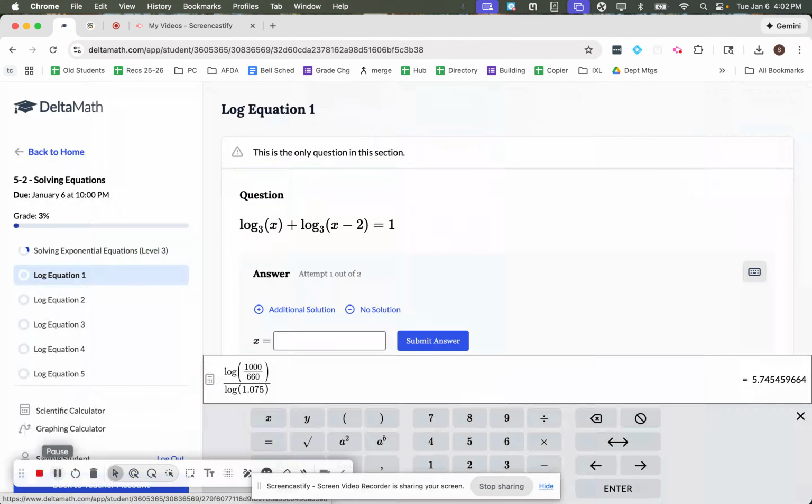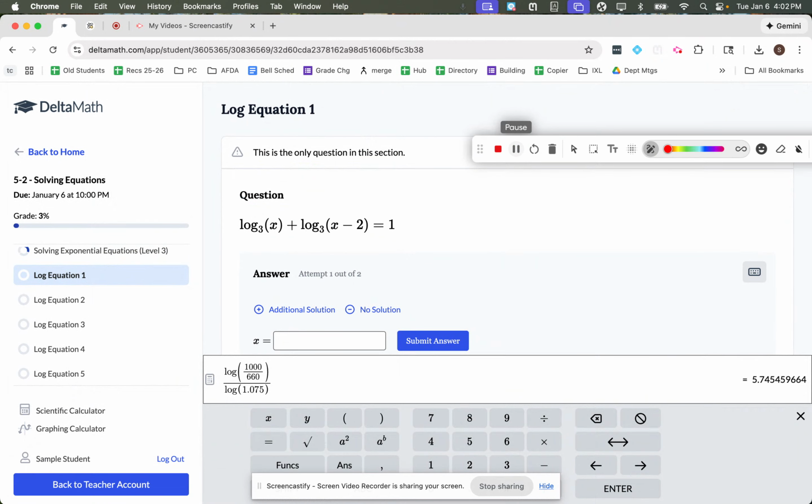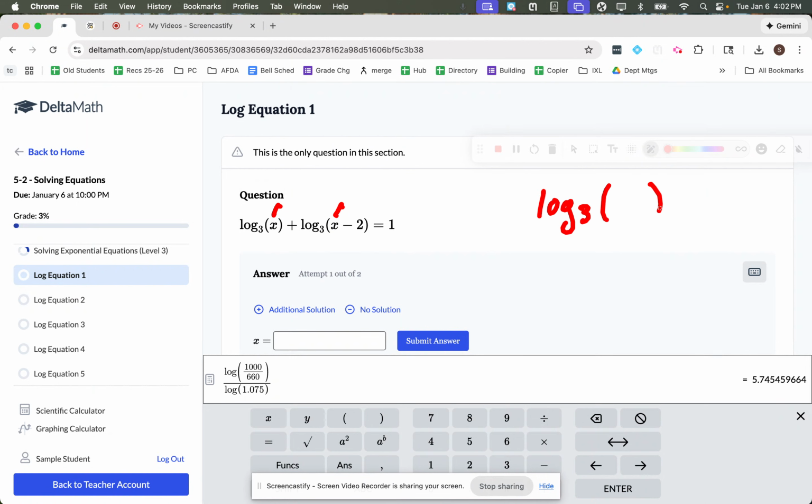Okay. Now, how do we solve something when you have the variables inside of the log, and you have two logs? Okay. What you want to get to is a single log. Log base 3 of something equals a constant. And you can see that constant is 1. That's where you want to get to. So how do we accomplish that?